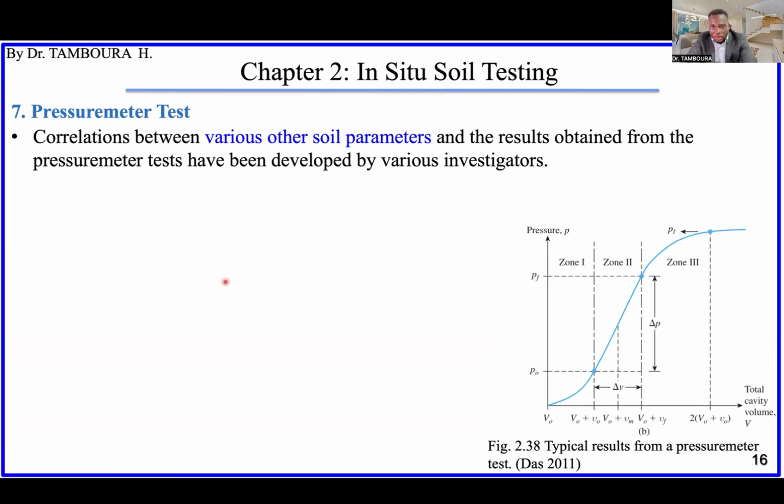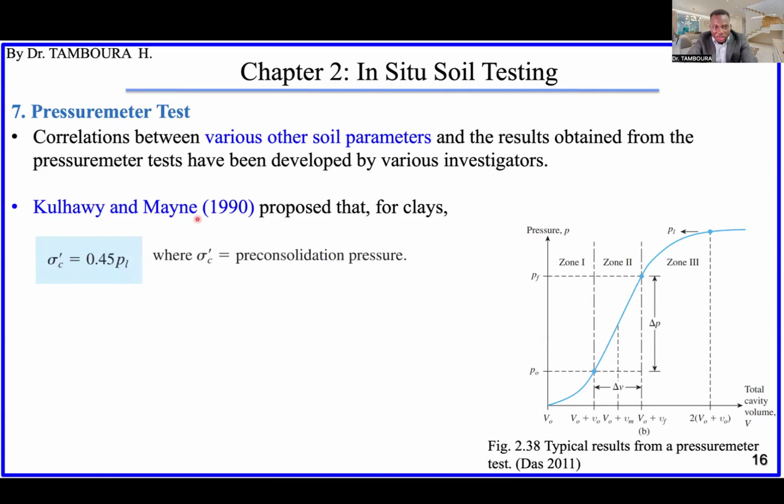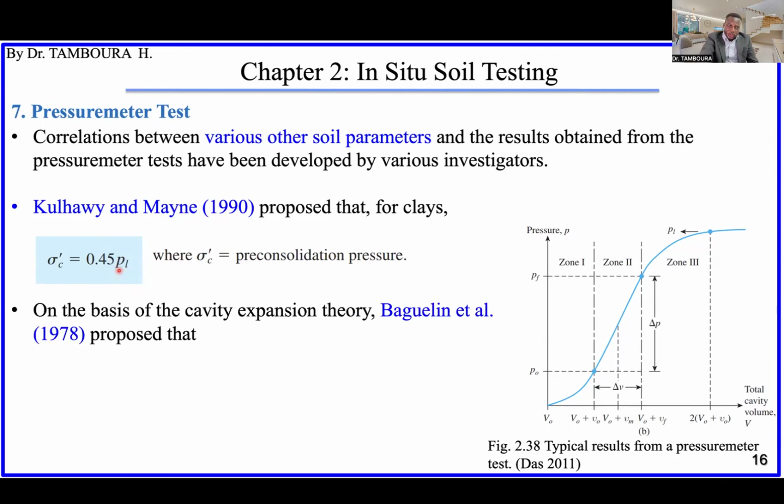Correlation. We have several correlations between the soil parameters and this result. This first reference is suggesting this equation to obtain the pre-consolidation pressure based on the limit pressure, okay? So the pre-consolidation pressure is 0.45 times this limit pressure, okay?